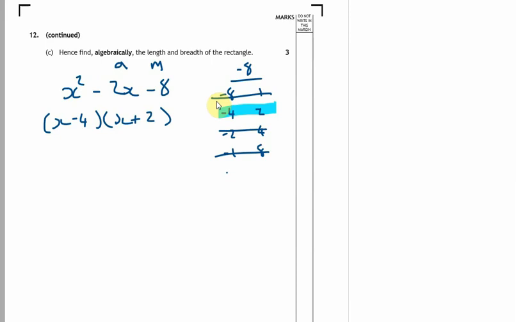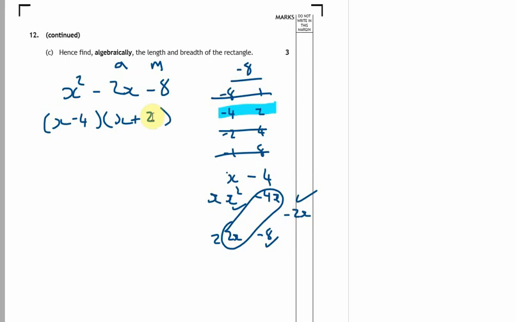And if you want to just check you've done it right, just draw the little table that I showed. x - 4, x + 2. That gives you x squared, there's the -8, there's -4x, and there's 2x. So x squared - 8, and 2x minus 4x, which is -2x. So tick. Okay, so I know that's right.